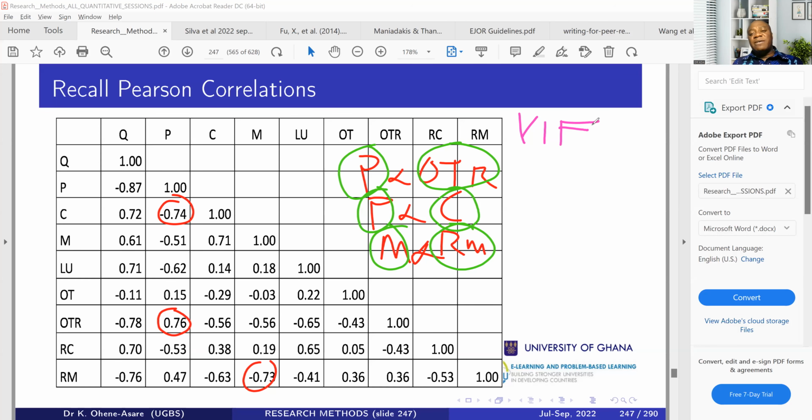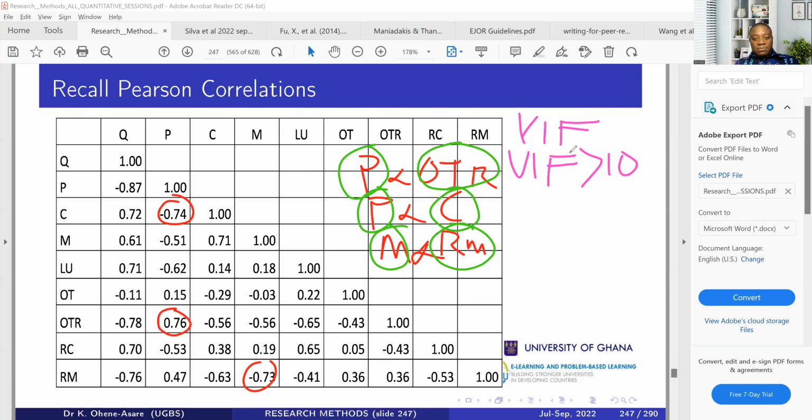Now, some authors have suggested, like here in Blackett, that in real life, if the VIF is greater than 10, then that variable is a concern. That variable whose VIF is more than 10 is a problem variable.